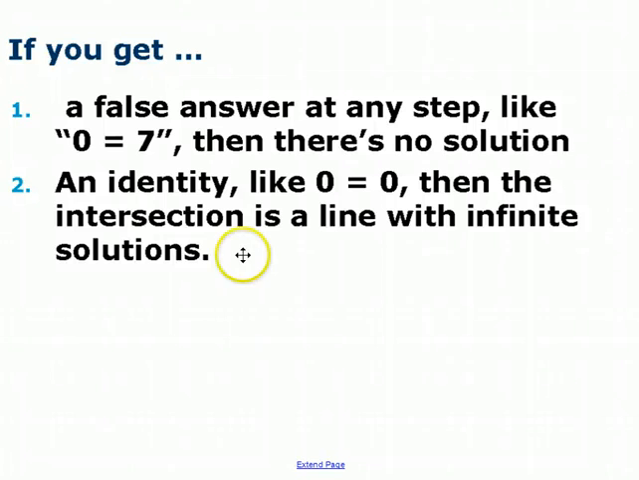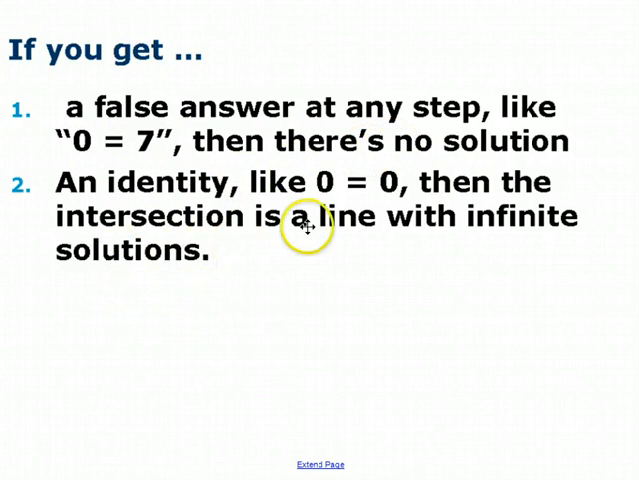It's possible that you could get a false answer at any step along the way. For example, all of the letters might end up canceling out, and you might end up with two constants left and right, like these, 0 equals 7. Whenever you get something that's false, like that, 0 is never the same thing as 7, then there's no solution. On the next slide, I'm going to show you what that looks like.